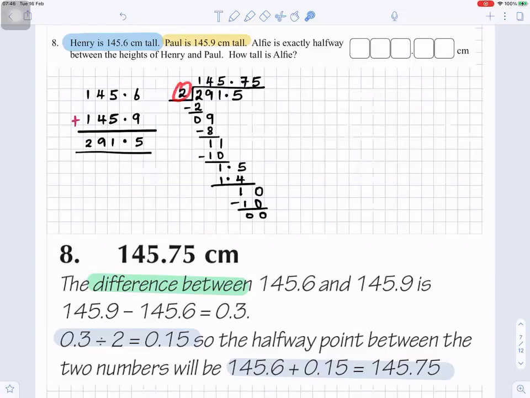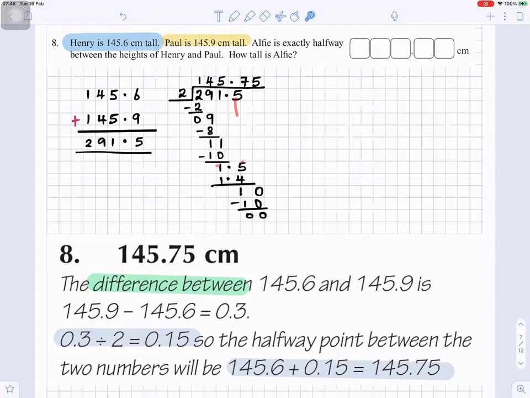291.5 divided by 2. 2 goes into 2 one time. Remainder 0. Use the 9 next. 2 goes into 9 4 times. 4 times 2 is 8. Remainder 1. You bring down the 1. 2 goes into 11 5 times. 5 times 2 is 10. 11 minus 10 is 1.